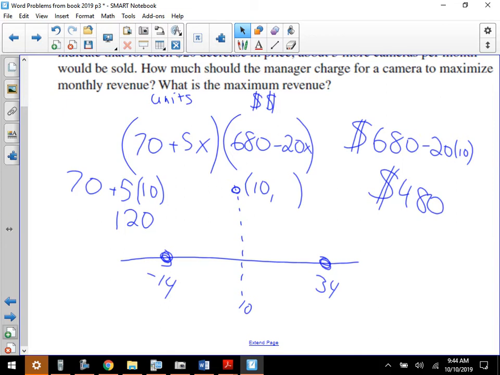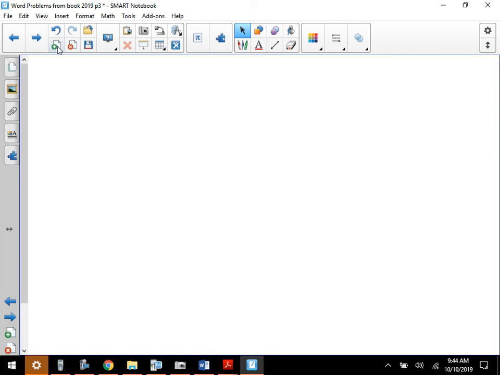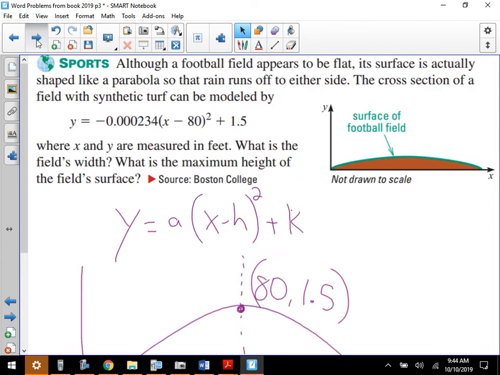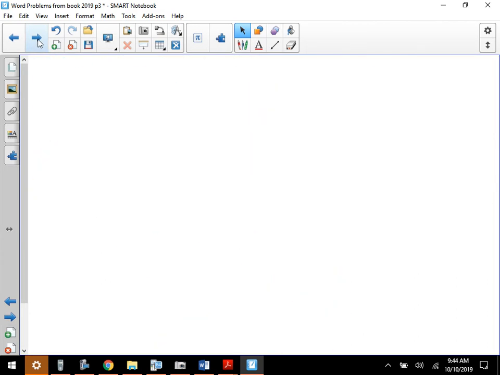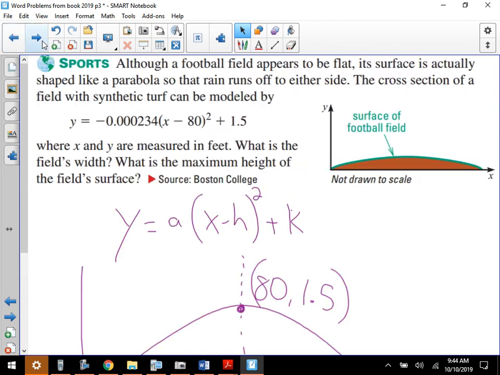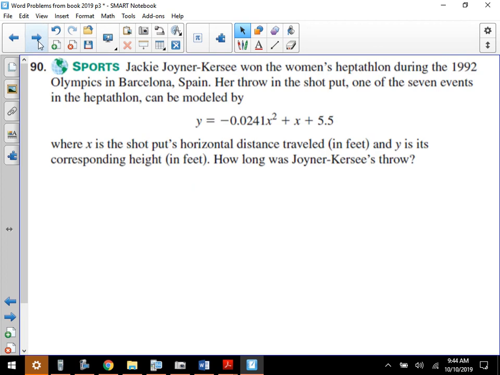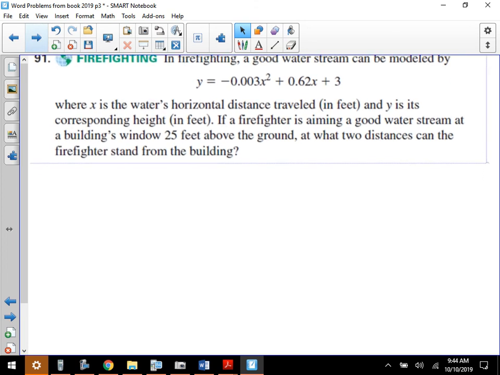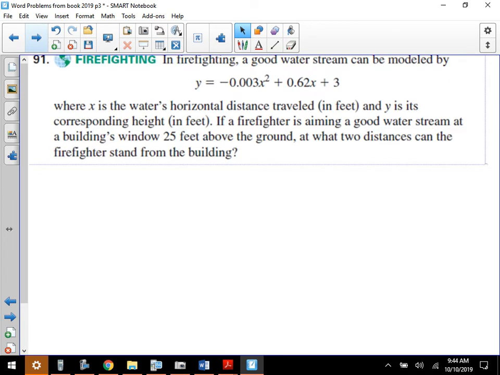Did you guys try the firefighting one? What's weird about that is when you look at the firefighting one, and this will be the last one I want to do because I want to get into something else today. Let's do it. So what's happening here is you've got a curve that's down like a frown because your A value is negative. Everybody okay with that?